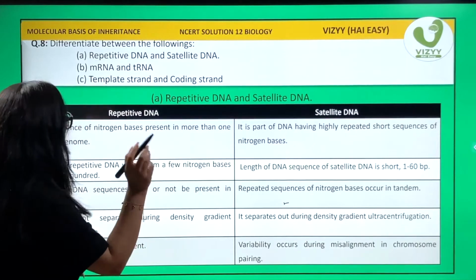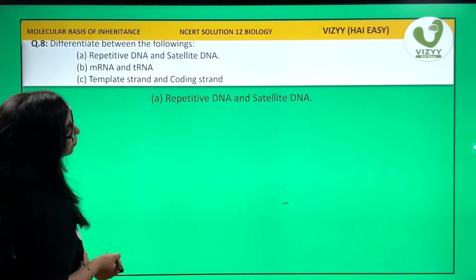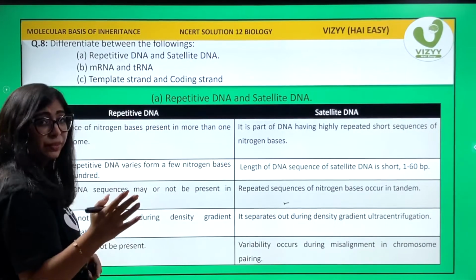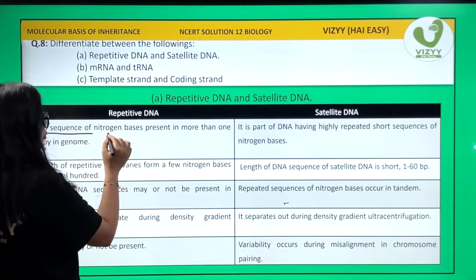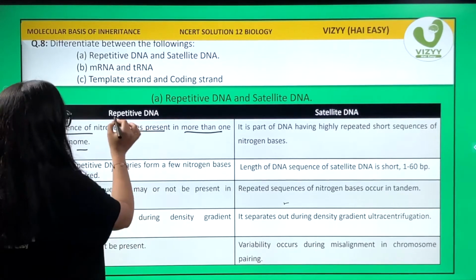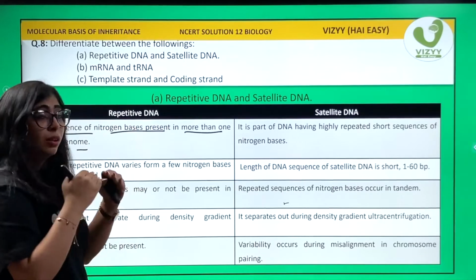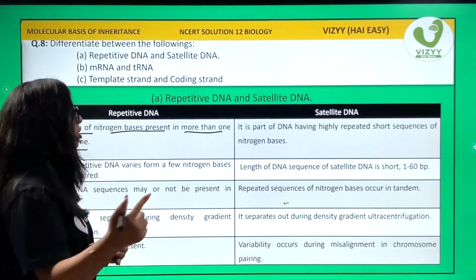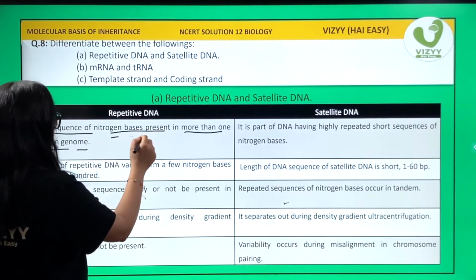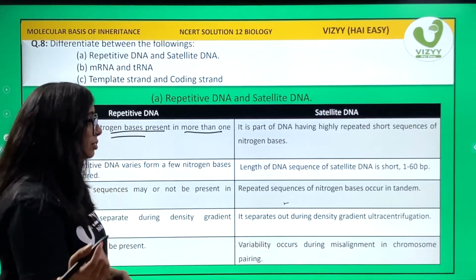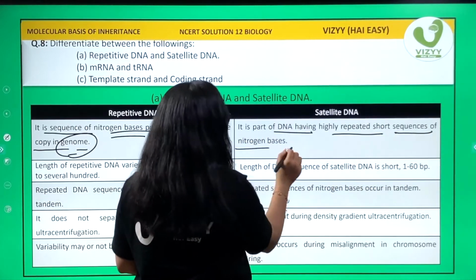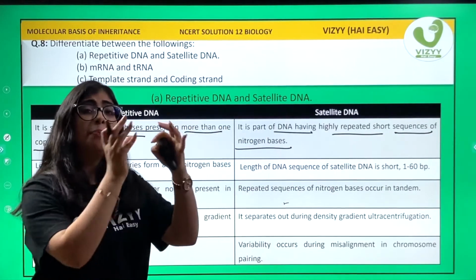Now, repetitive DNA is a sequence of nitrogenous bases present in more than one copy in the genome. Just remember, students, just like its name, repetitive, that means repetition. So, there is more than one copy of the bases in the genome. Now, satellite DNA is a part of DNA having highly repeated short sequences of nitrogen bases. So, satellite DNA is a part of DNA.